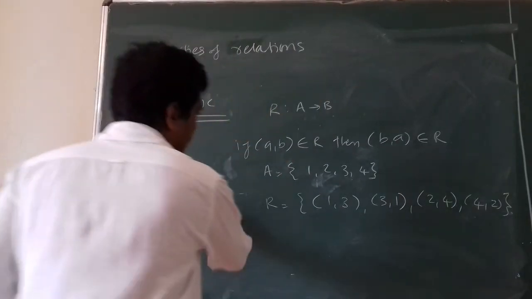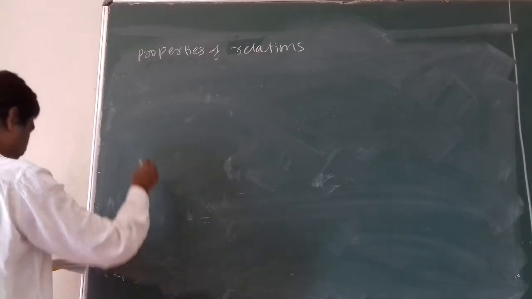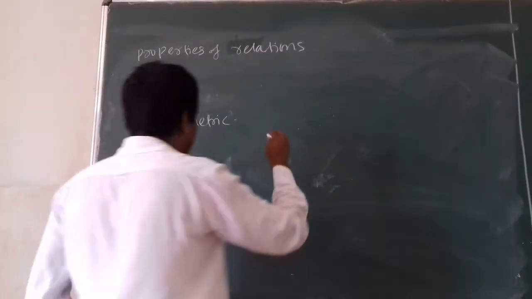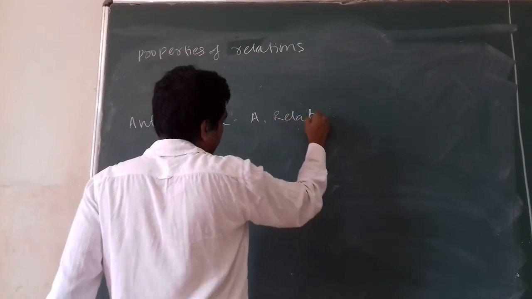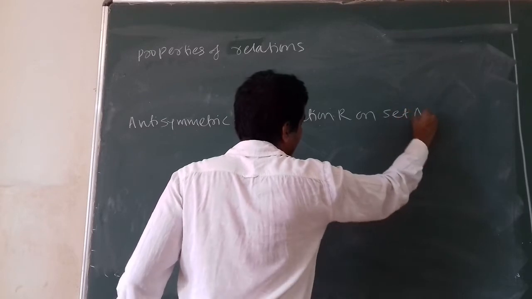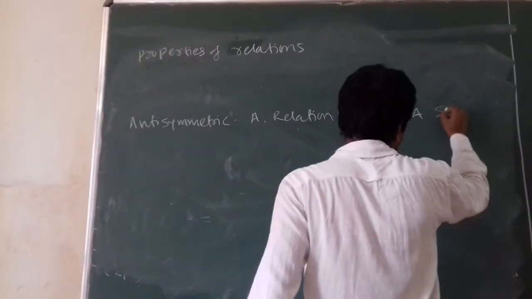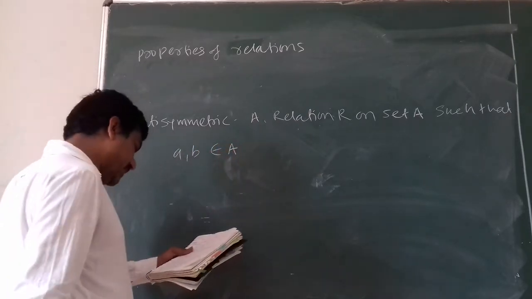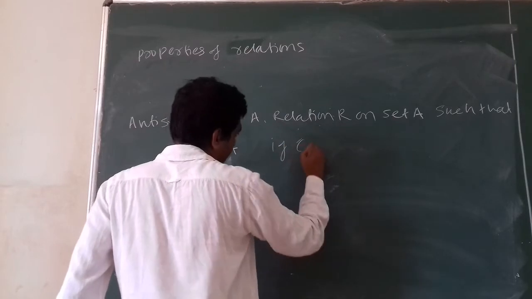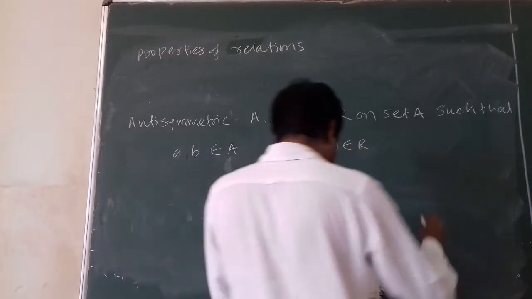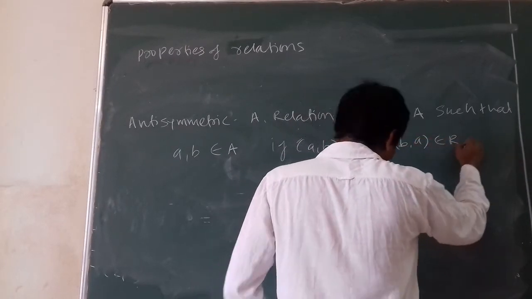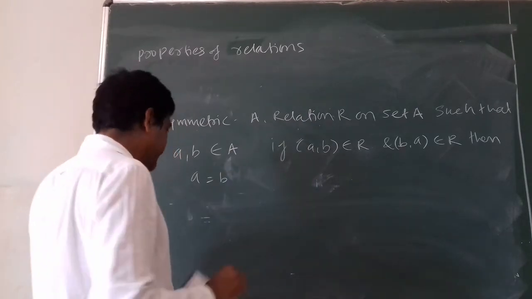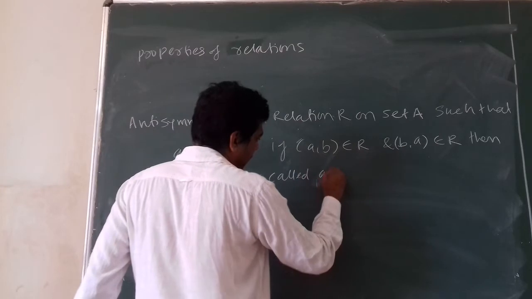Next is anti-symmetric. A relation capital R on a set capital A, such that for (A,B) belonging to capital A, if (A,B) belongs to R and (B,A) belongs to R, then A is equal to B, is called anti-symmetric.